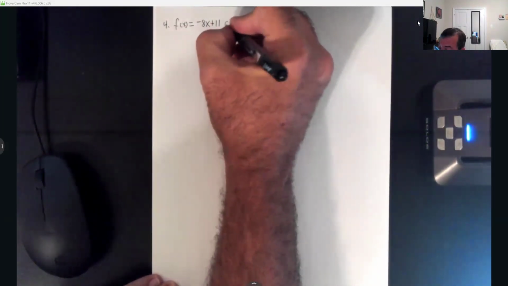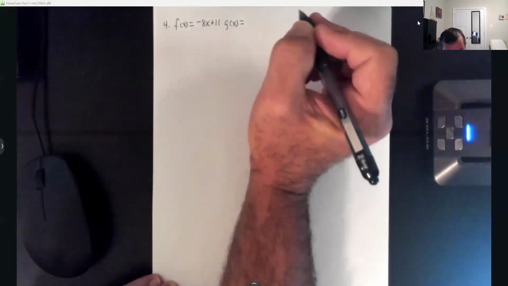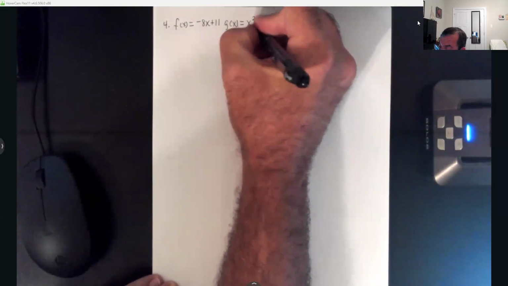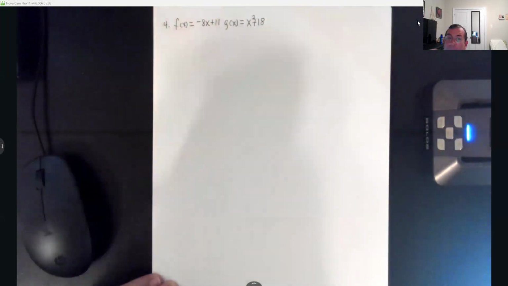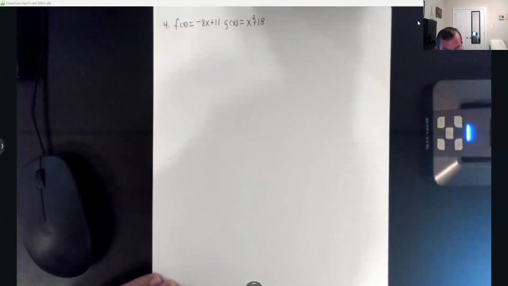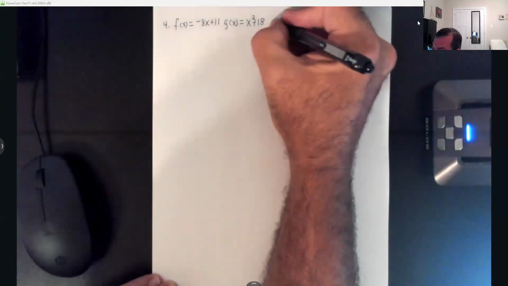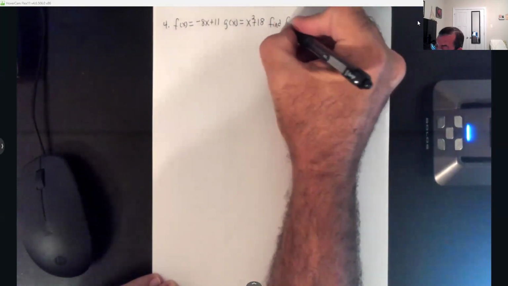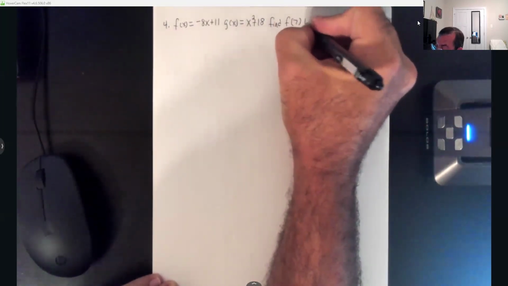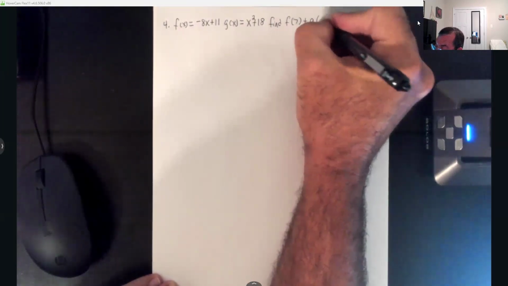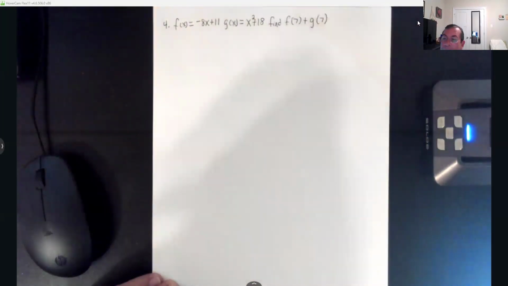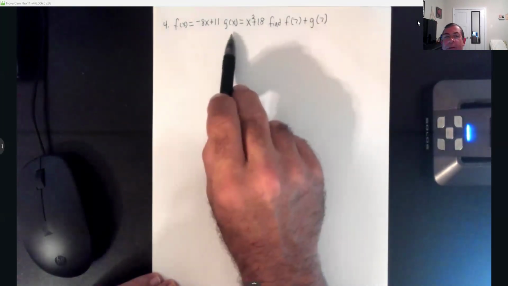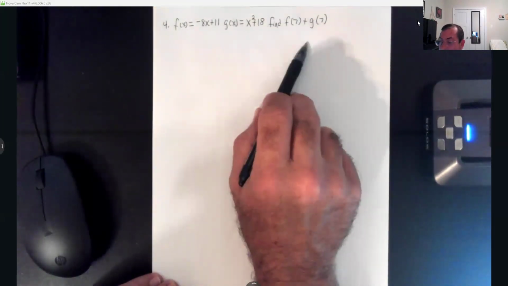g of x equals x squared plus 18. All right, so I got my 2 functions, but what they want me to find is f of 7 plus g of 7. Y'all look, they're giving me numbers to put in for these x's now, okay?